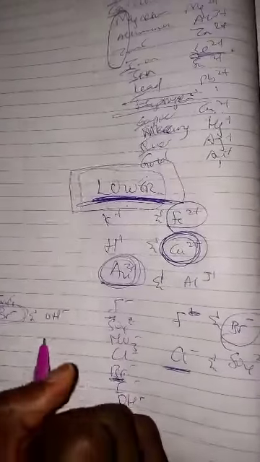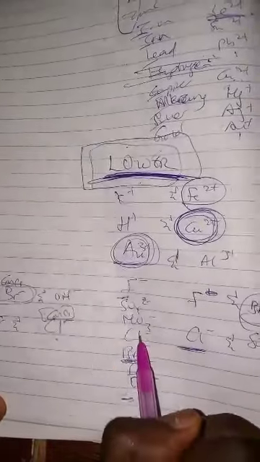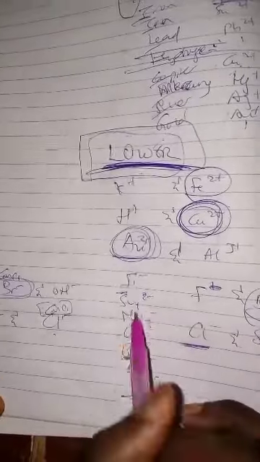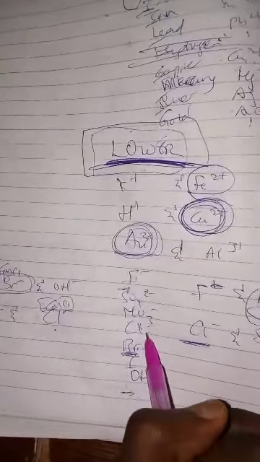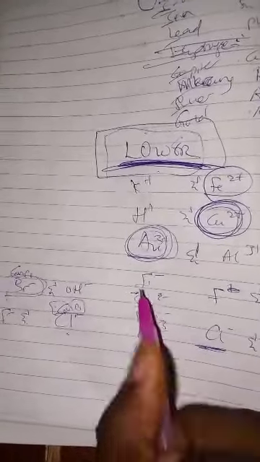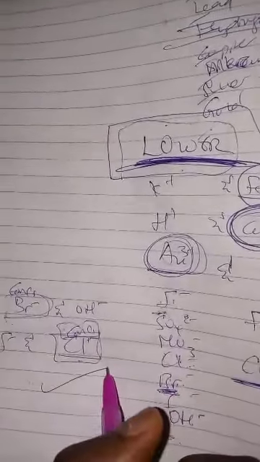Another one, we have Cl- and we have F-. They said this one is concentrated. Let's check it now. Cl- and F-. Which one is more concentrated? Cl- should normally be discharged, and it is also more concentrated than F-. So Cl- is the answer. Cl- will be discharged.